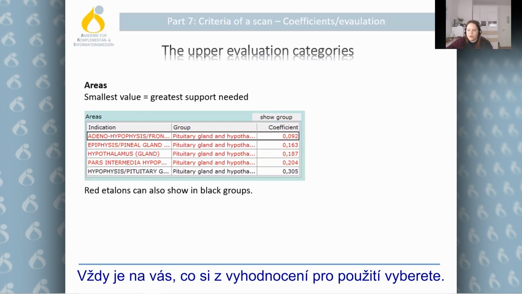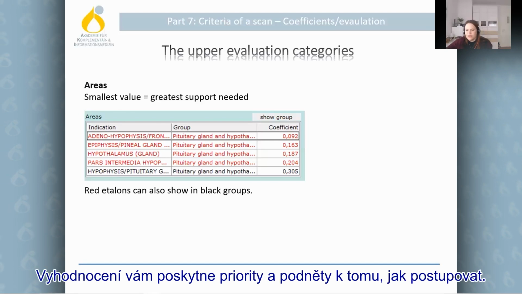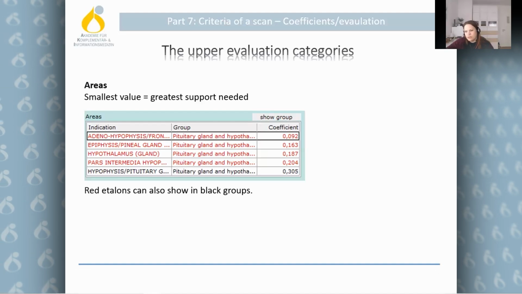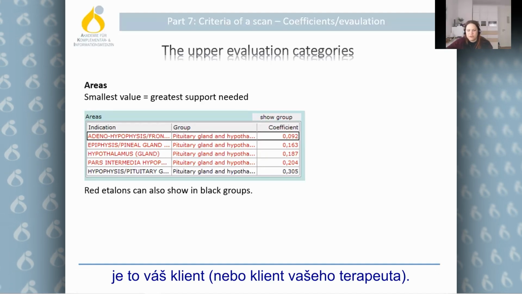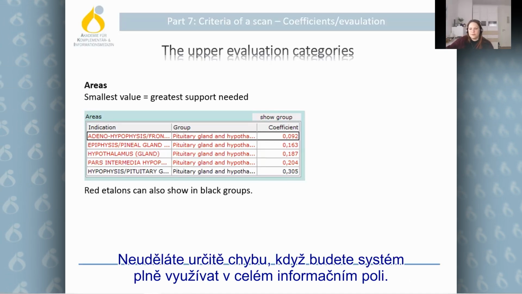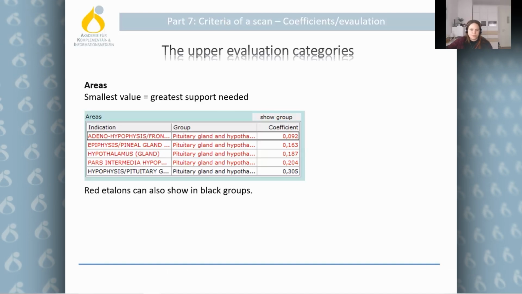So you're always free to use what you see in the evaluation. The evaluation always gives you priorities and an idea how to work. But when you have an intuition to work in another way, please do it so, because it's your patient or the patient of your therapist. So you're one part where you use the system in this whole information field. And when you have an idea how you want to interpret it and how to treat, please do so.